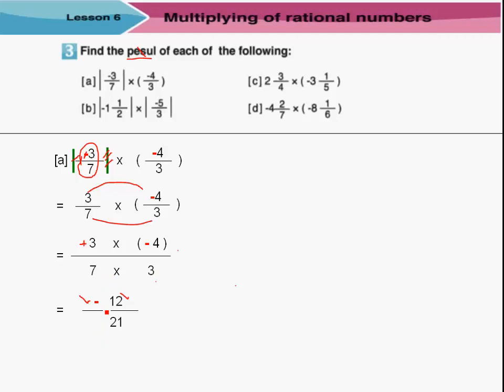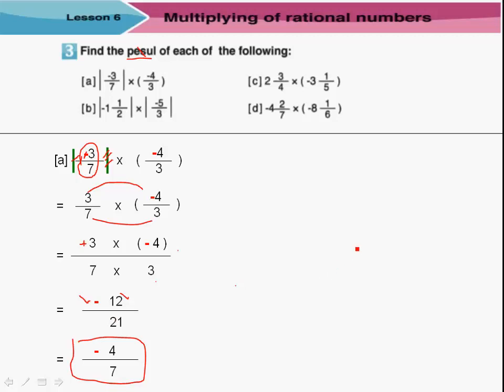Again and again, you have to put it in the simplest form. So 12 and 21 can be divided by 3. 12 divided by 3 is equal to 4, and 21 divided by 3 is equal to 7. And this is the simplest form of the solution. You can try, of course, to find which number both the numerator and denominator can be divided by.